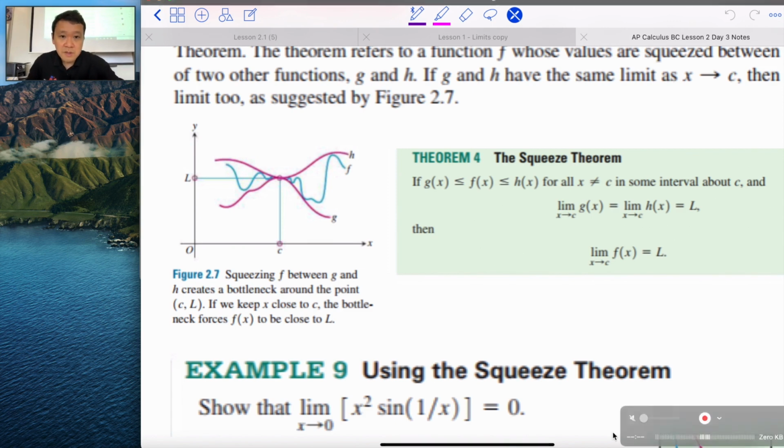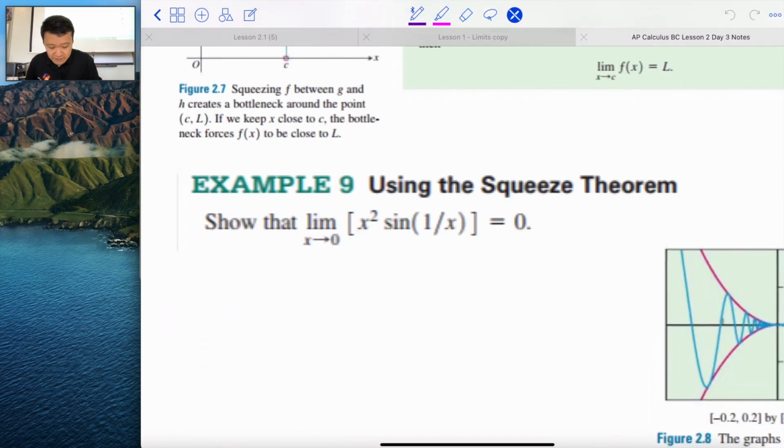Here is the formal description of the Squeeze theorem. If the limit of g of x as x approaches c and the limit of h of x as x approaches c is equal to L, and we know that f of x is in between g of x and h of x for all x, then the limit of f of x has to be L as well. As an example, let's take a look at example number 9 right here.